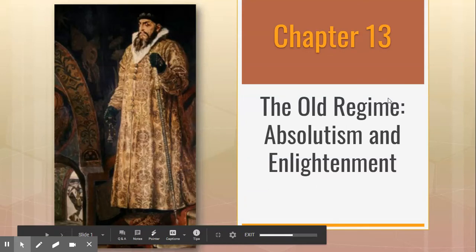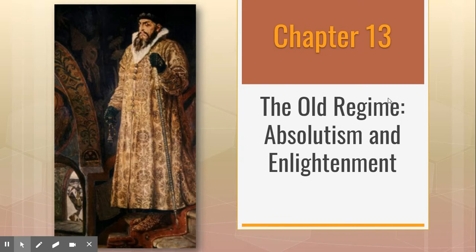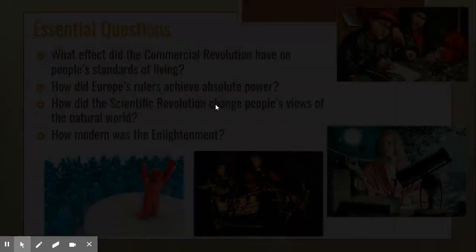Okay, so chapter 13, the old regime. This is during that time where you had a lot of kings and queens and things like that. Also going to look at absolutism. That's a type of rule that the kings did at that time where they were in complete control. And then we're going to get to enlightenment later on in the chapter.